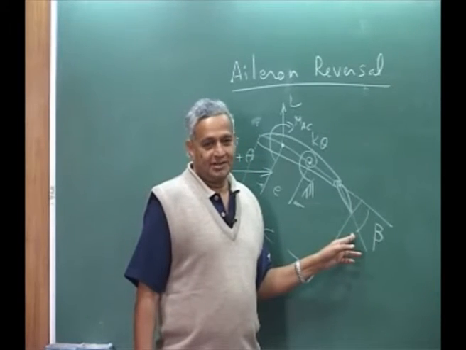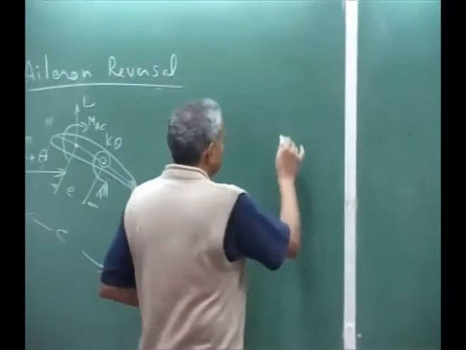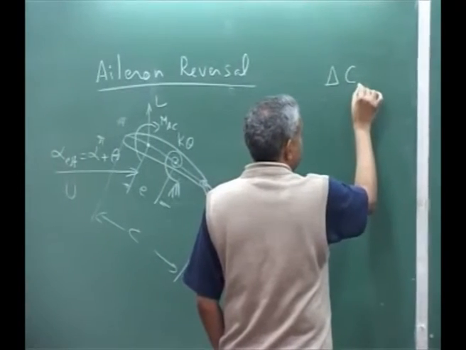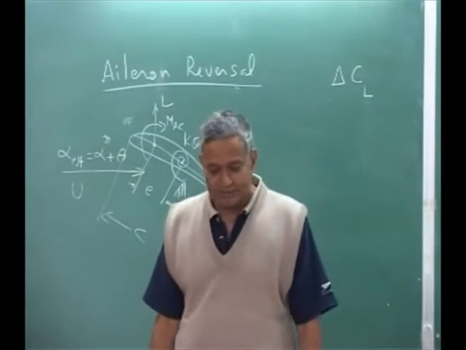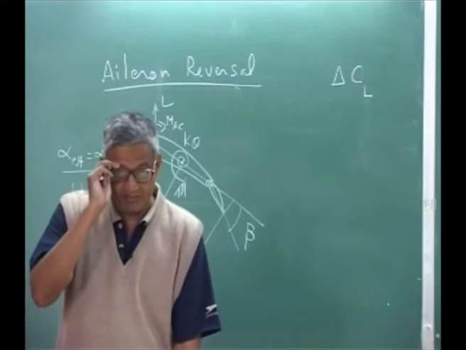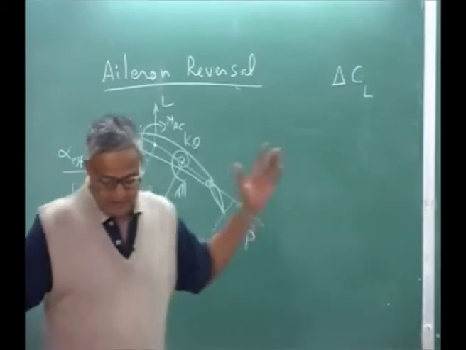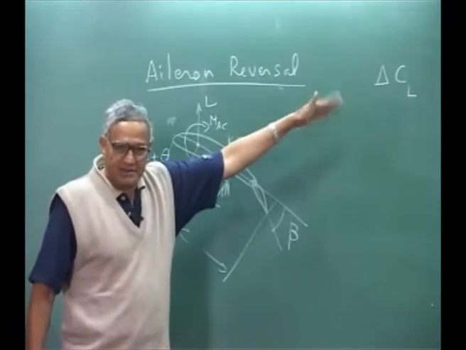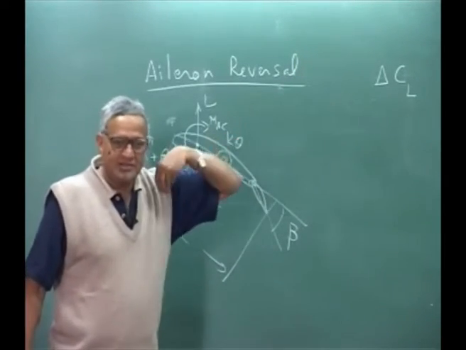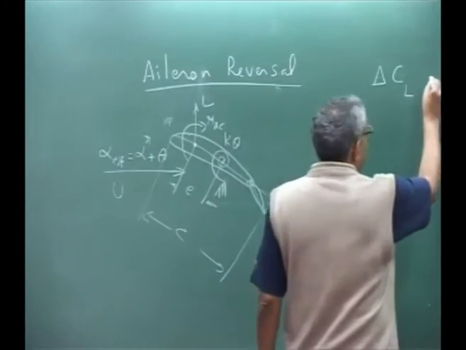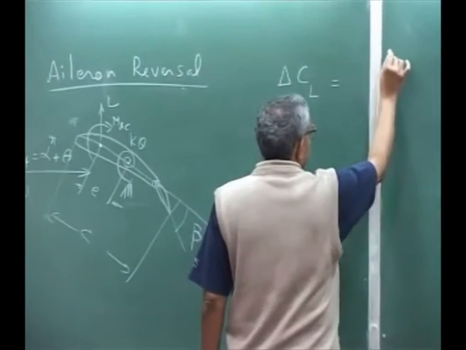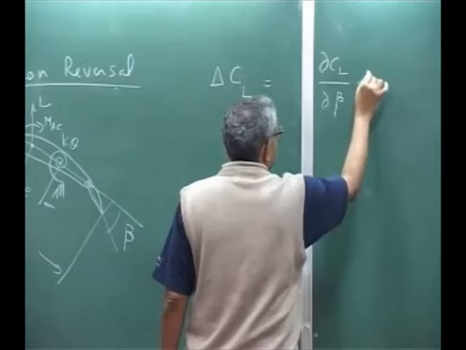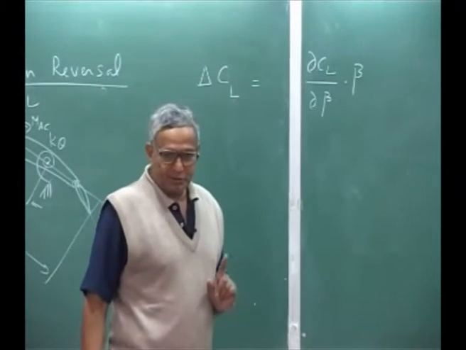You are looking at the change due to beta. So I am going to write my delta CL. That means, please understand, this is the change in my lift coefficient. If you multiply by dynamic pressure, area, etc., you will get the change in lift itself. I am writing it as delta CL over delta beta times beta. That is number 1.